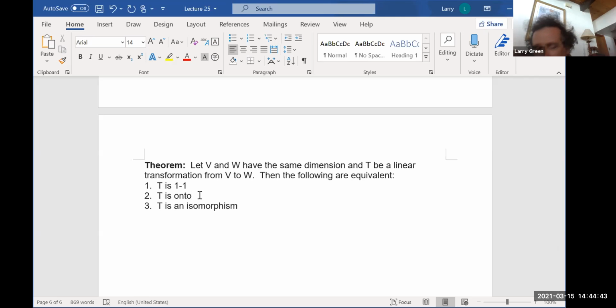I don't have time to prove the theorem because we only have 1 minute left. But are there any questions about this particular theorem? 3 implies 1 and 2 immediately because that's the definition of isomorphism, 1-to-1 and onto. What's interesting is that 1 implies 3 and 2 implies 3 by themselves, as long as the dimensions are the same. Any questions at all about this theorem?